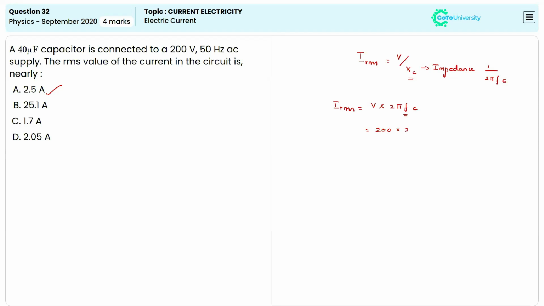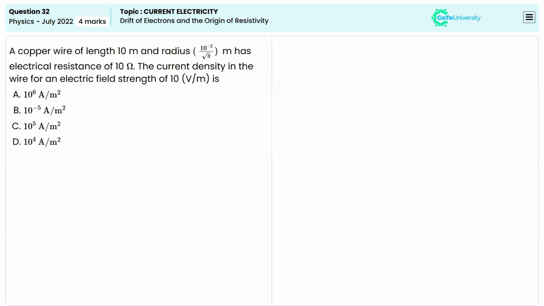So 200 times 2 pi times 50 times C, where C is representing the capacitance, which is given as 40 microfarad, right? So we can write 40 times 10 to the power negative 6. When we are simplifying this, we will get the answer of 2.512 ampere. So this is the value of RMS current. So the correct answer here is option A, as you people said. Okay, I'm just moving to the next question.